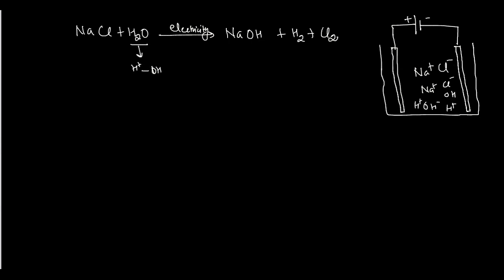So what is happening here? Towards the positively charged rod, the negatively charged ion will move. So we have two negatively charged ions, one is the chloride ion, the other one is the OH minus ion. Out of this, the Cl minus ion can easily lose its electron. The two Cl minus ions have an extra electron, so they will lose their electrons. After losing, they will form Cl2 gas. This is the Cl2 gas, and the two extra electrons will go out.